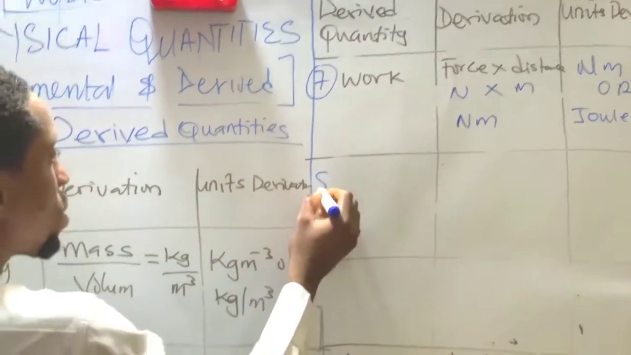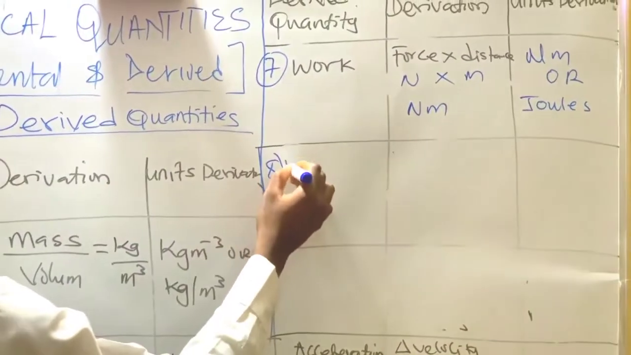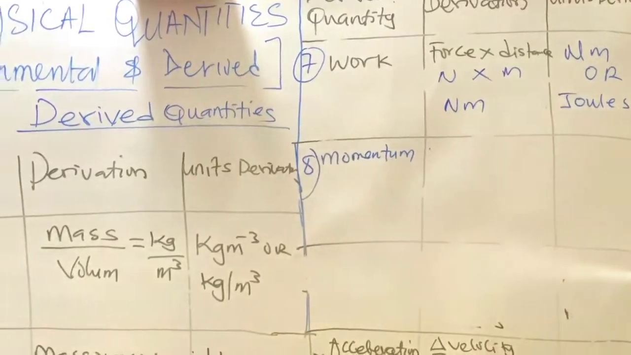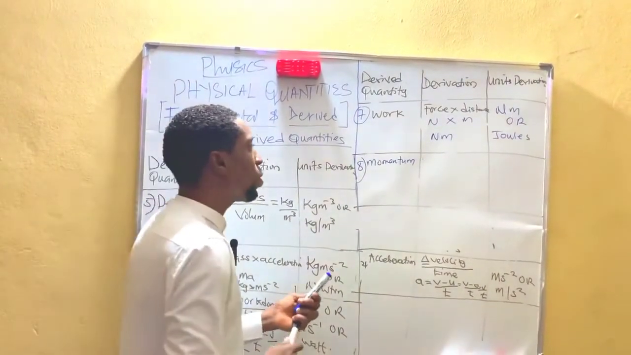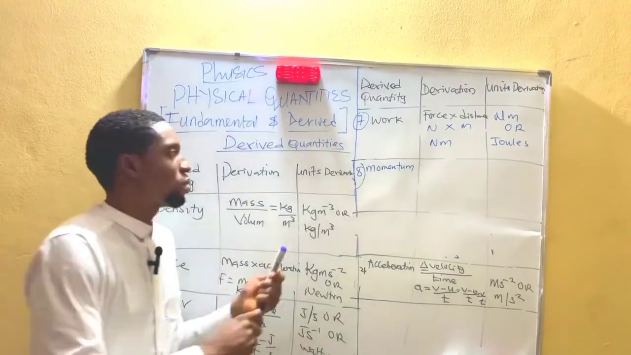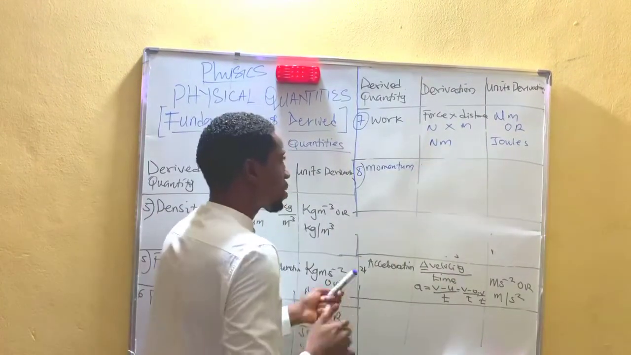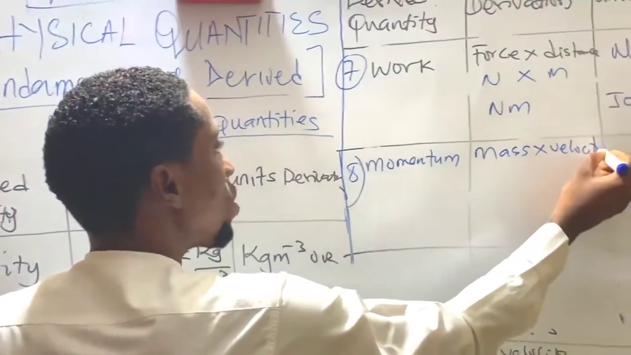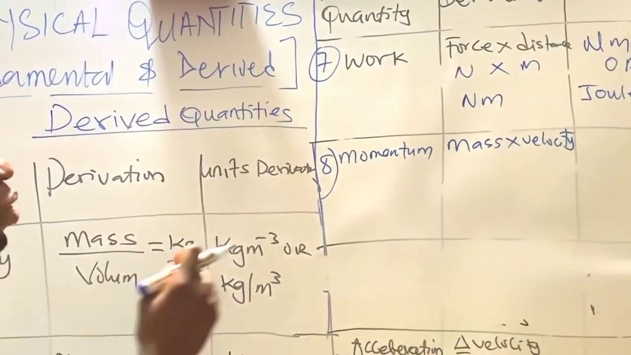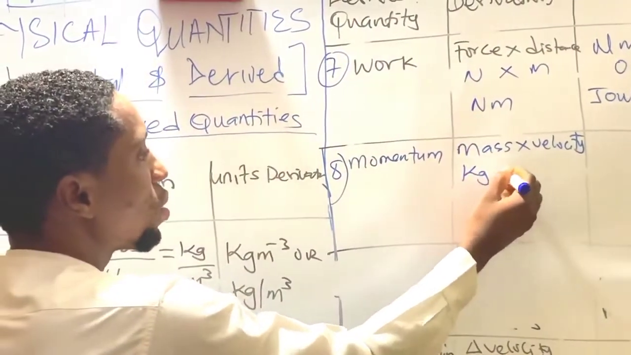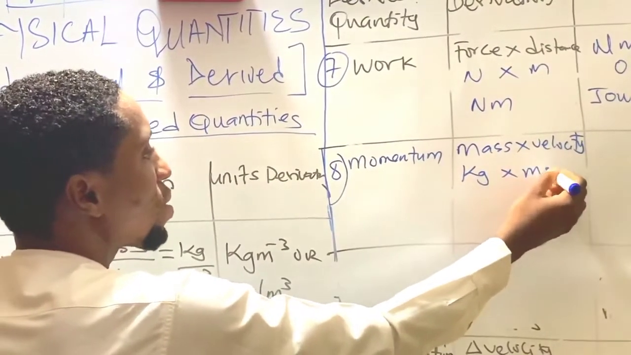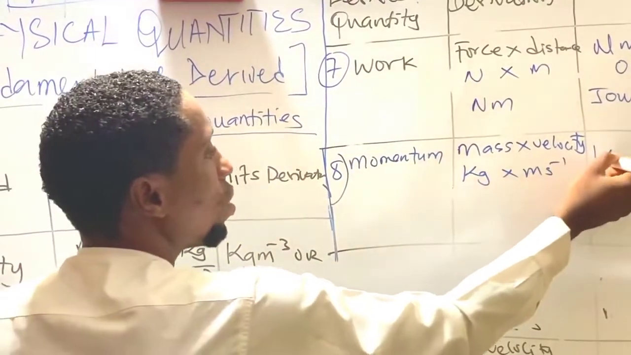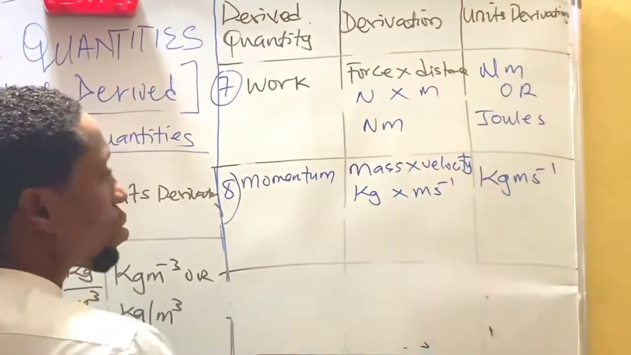Then we have number 8 on our list. Momentum. Momentum is the product of mass and velocity. Momentum is the product of mass times velocity. So mass is measured in what? Kg. Velocity is measured in what? Meter per second. Then when you combine these two, you are going to have kilogram meter per second.